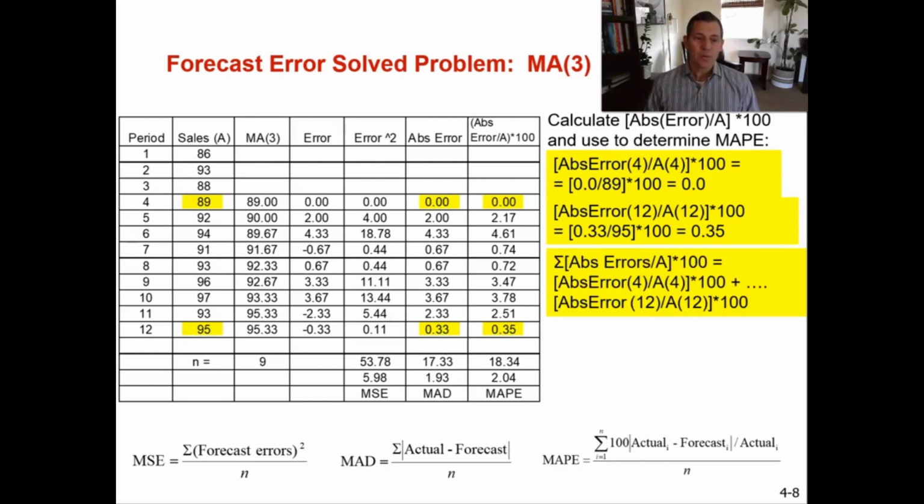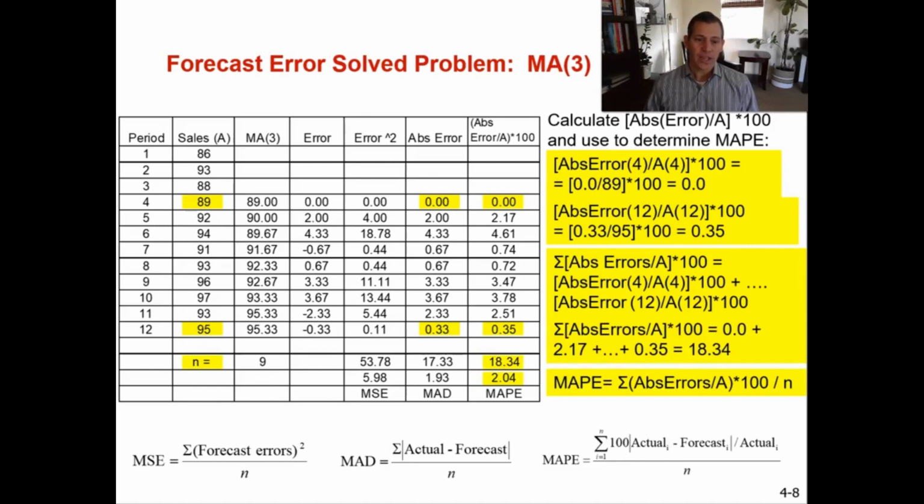Just like we did for mean squared error and the mean absolute deviation, we're going to sum all of these numbers, and when you do, you get 18.34. When you take 18.34 divided by your n, which is 9, you get a mean absolute percentage error of 2.04.